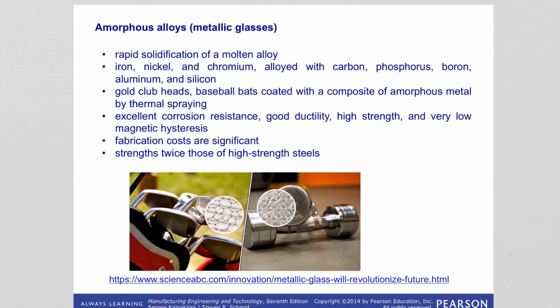So where do we use these? We use this in golf club heads. Actually, that's not golf. Baseball bats coated with a composite of amorphous metal by thermal spraying. Okay, so excellent corrosion resistance, good ductility, high strength, very low magnetic hysteresis.